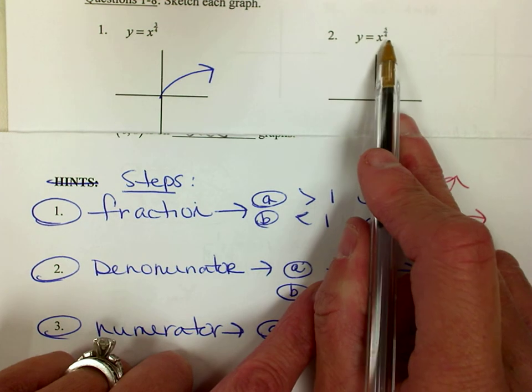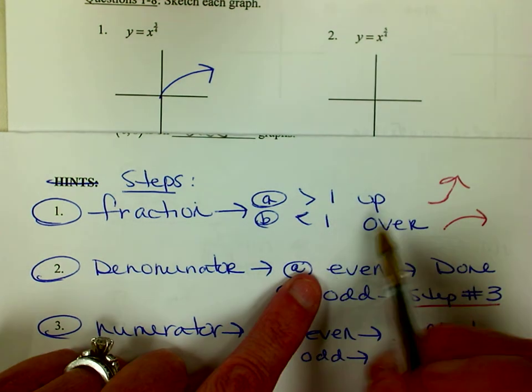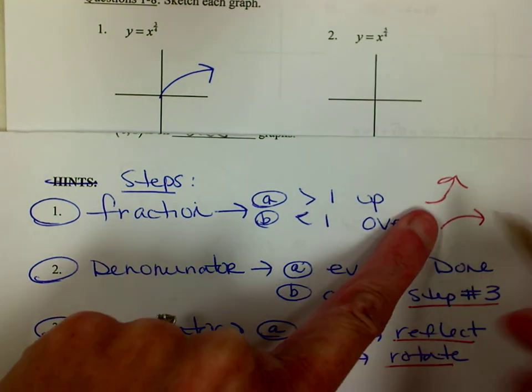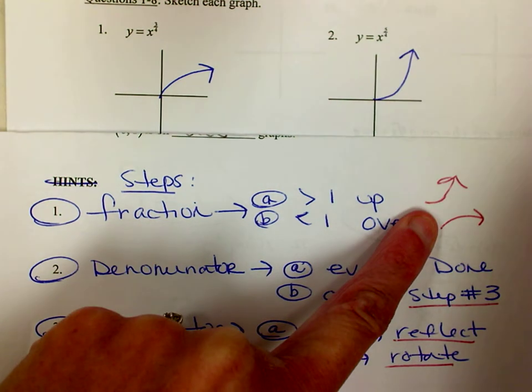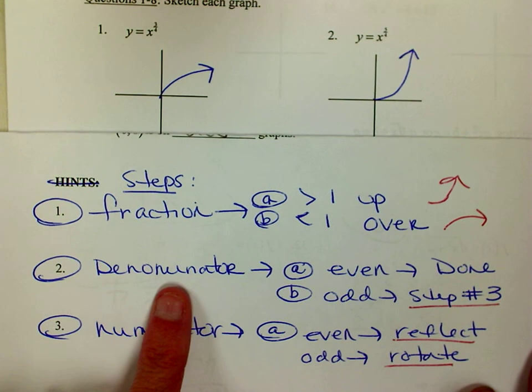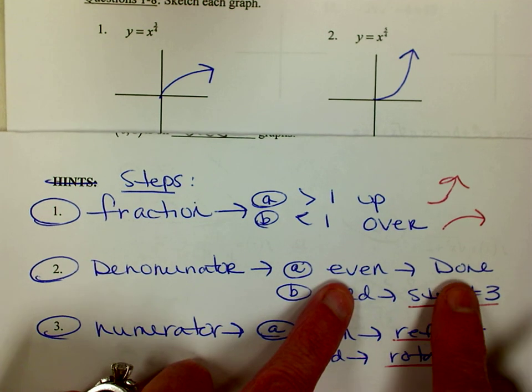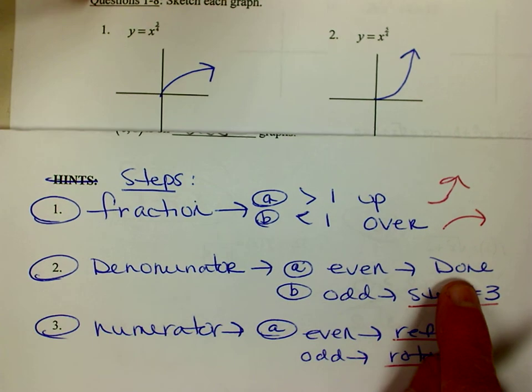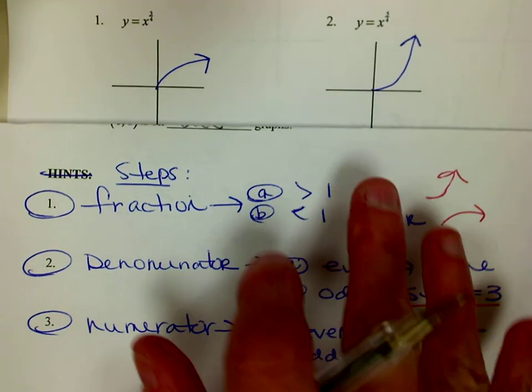Okay, number 2, my fraction is 5/4. So this time my fraction is greater than 1. So I'm going to go up in the first quadrant. Step number 2, look at my denominator. My denominator is even, so I am also done with that graph. That's all I have to do on 1 and 2.